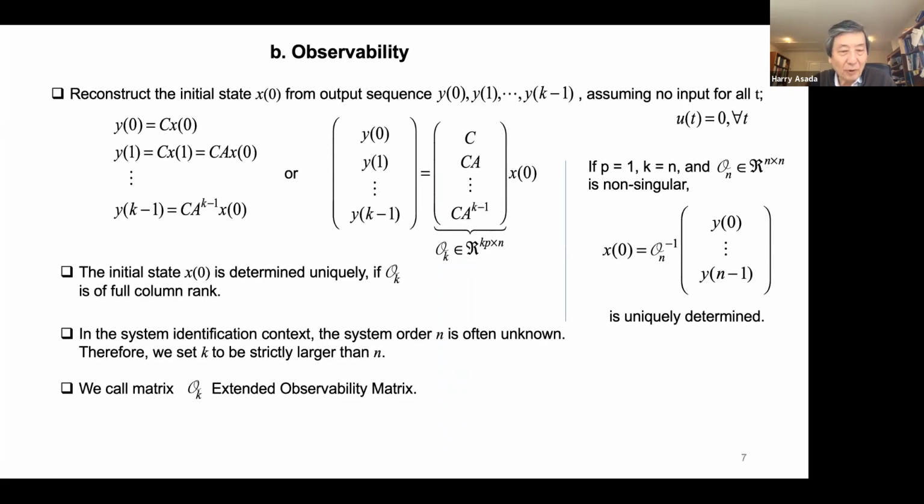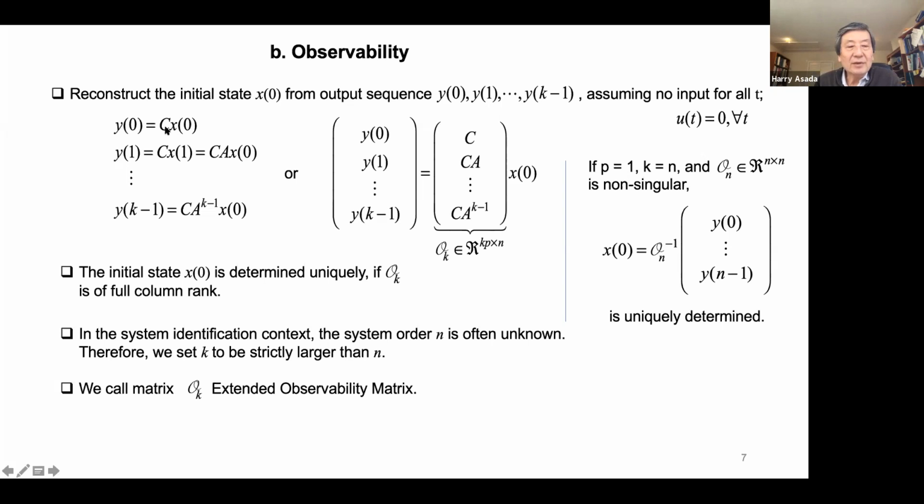Now, before moving forward, I have to introduce or review a couple of other concepts. One is observability, which is a very important concept. We discussed it in the Kalman filter too. Just to recap: reconstruct the initial state x_0 from the output sequence y_0, y_1, up to y_{k-1}. Okay, this is what you observe. Can you really reconstruct the initial state x_0? Yes, you can if the system is observable, right?